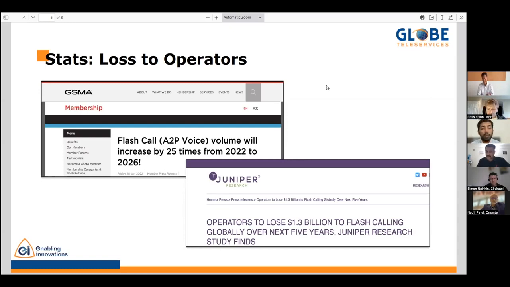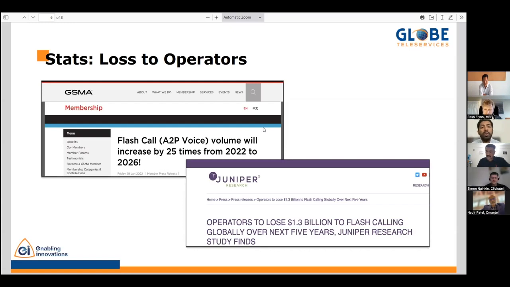When we talk about how much dent, look at the bottom right, where Juniper has done research and found that over the next 5 years, the operators are expected to lose over $1.3 billion. I'm guessing now you find that a reasonable dent, right? And that's what we're here to discuss today: the impact, or rather this very high revenue impact, which is going to impact operators, and what the solutions are.